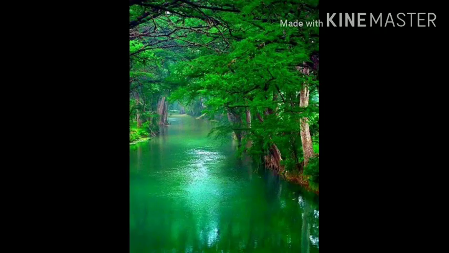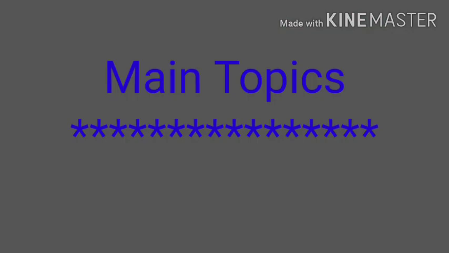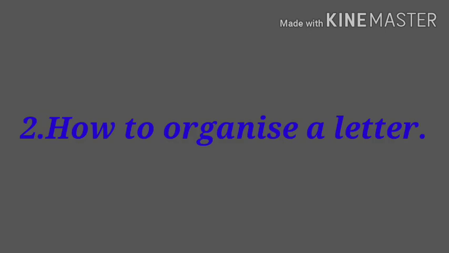Now we are going through Unit 1, Nature's Plenty. In this session we are going to discuss four main topics. First one, describing words or adjectives. Second one, how to organize a letter. And third one, synonyms. And fourth one, prepositions.